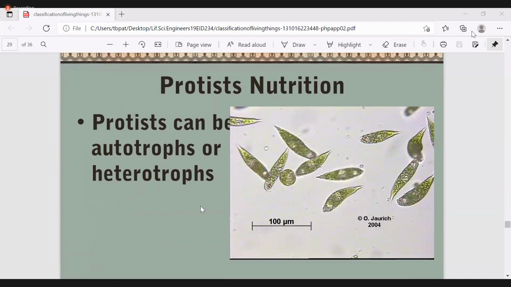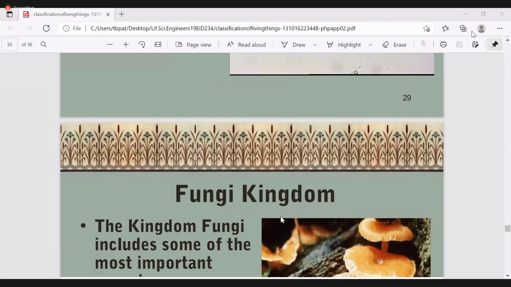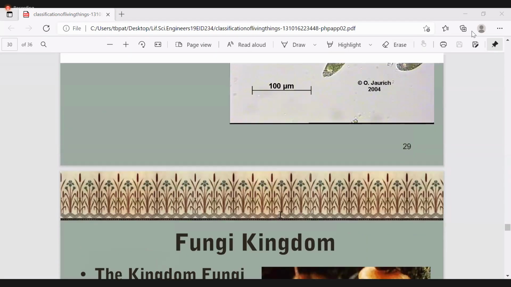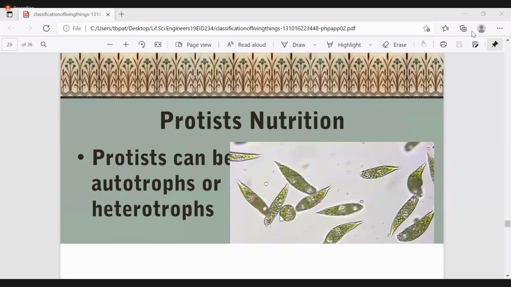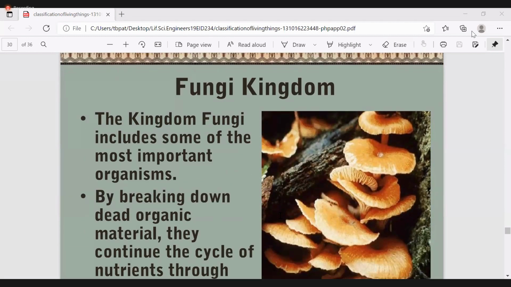The protista get nutrition through autotrophs, and in some cases through heterotrophs, but these are all at most 100 microns in size. These are all microscopic creatures only. The next kingdom in the eukarya domain, after protista, is the fungi kingdom.